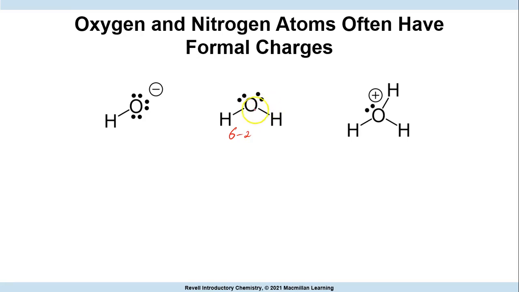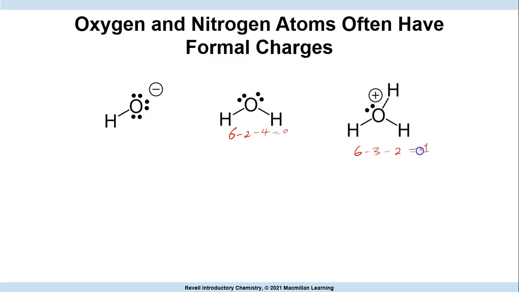And we have 4 unshared electrons. 6 minus 2 minus 4 gives 0. So the formal charge on the oxygen is 0. Now let's look at the formal charge on this oxygen atom here. We have 6 minus bonds. The number of bonds that we have is 3. So we have 6 minus 3. And then the number of unshared electrons is 2. So 6 minus 3 minus 2 gives us 1.